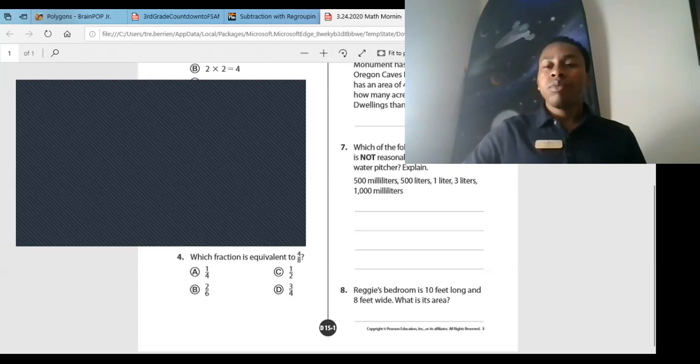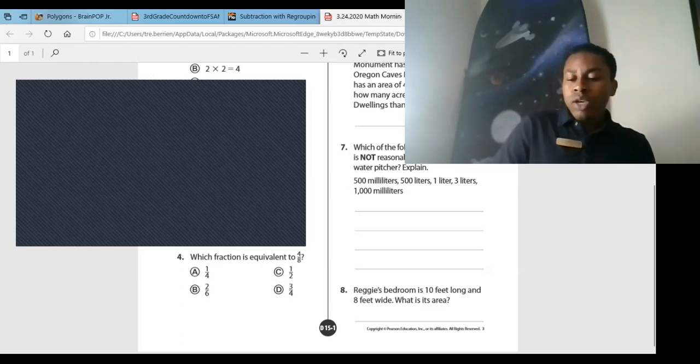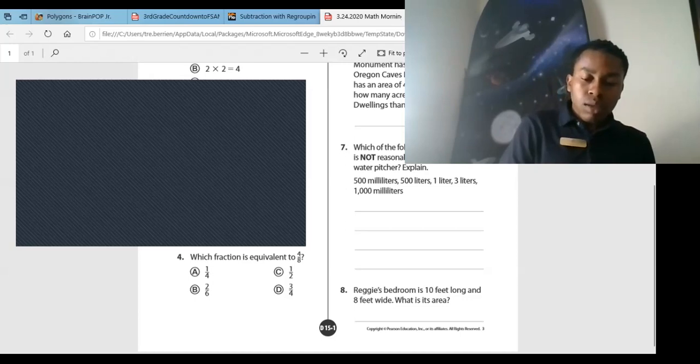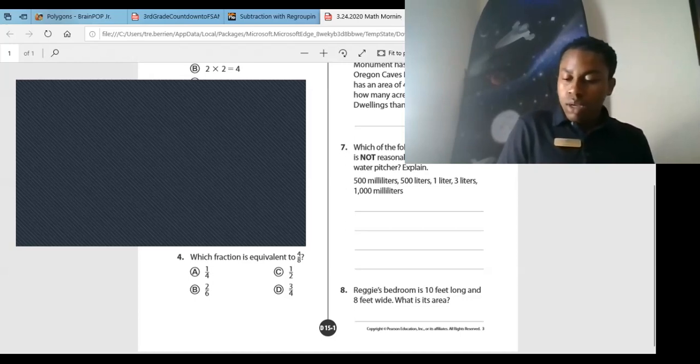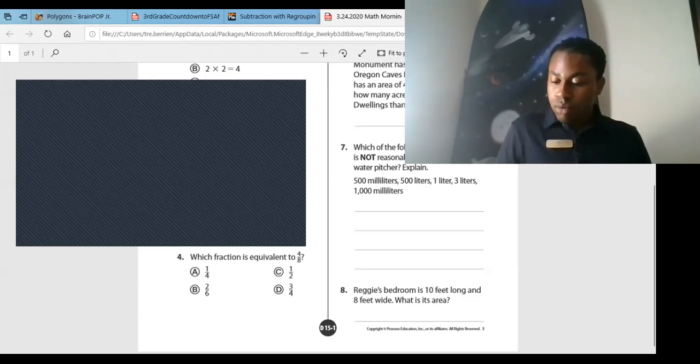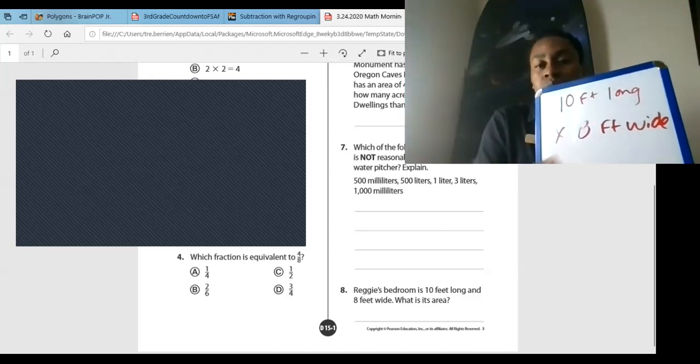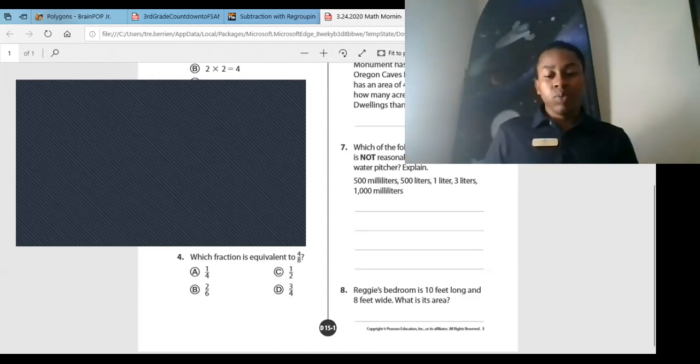All right, now we're moving to number 8. It says Reggie's bedroom is 10 feet long and 8 feet wide. What is the area? Now with area, we do length times width to figure out our area. So first thing we're gonna do is we're gonna use 10 feet long, okay? 10 feet long times 8 feet wide, so length times width. Right. So 10 feet long, 8 feet wide, 10 times 8, length times width, 10 times 8 equals 80.